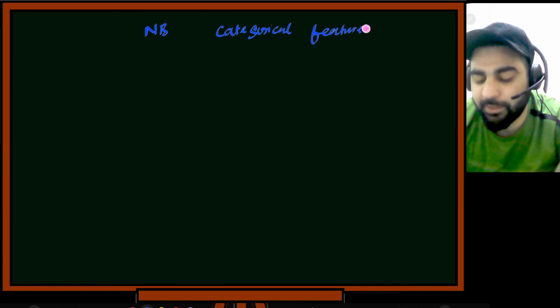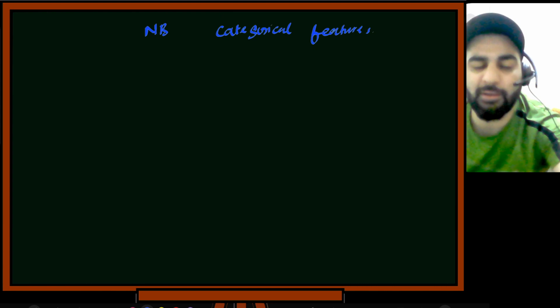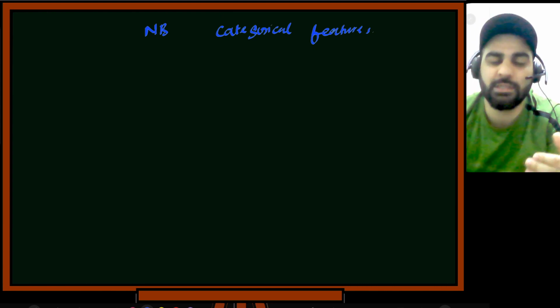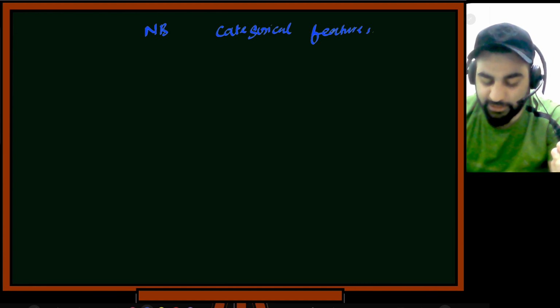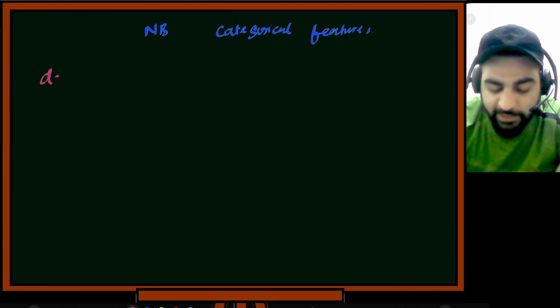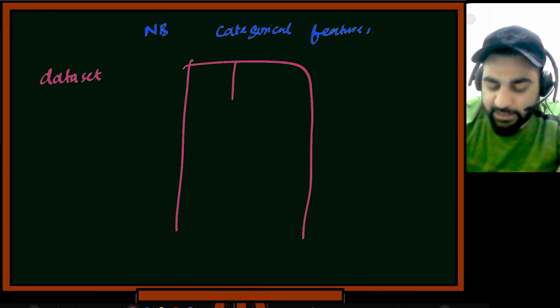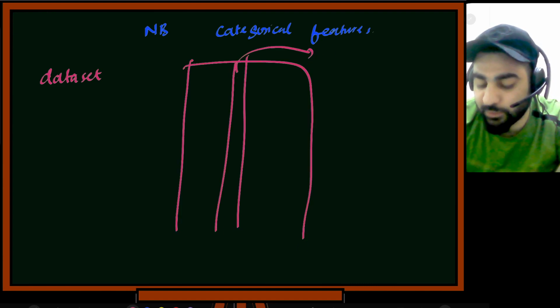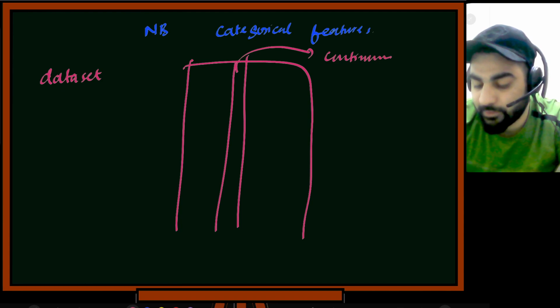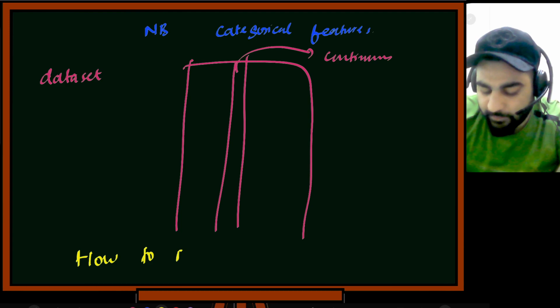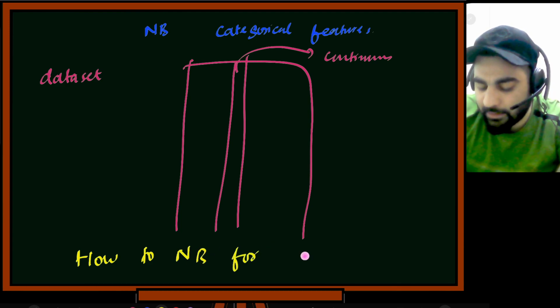but we may have continuous features also. So how do we handle this, how do we use naive Bayes with respect to continuous features? Let's suppose I'm creating a data set in which these features are continuous. Now the topic is how to use naive Bayes for numerical features or continuous features.